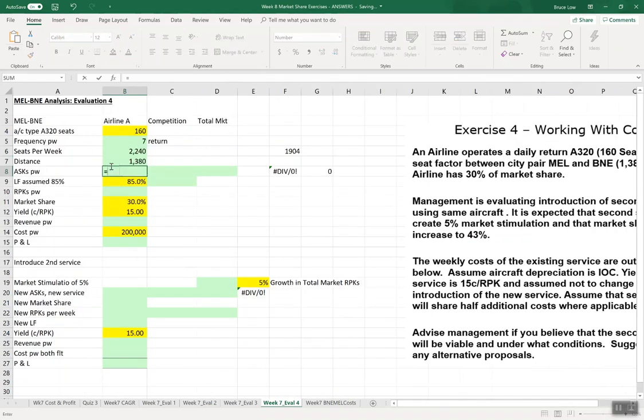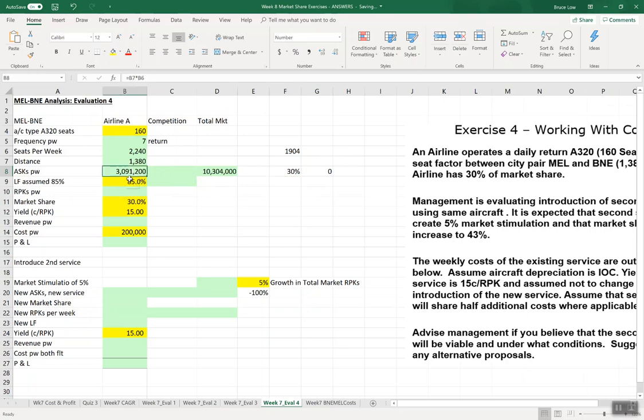So we can work out our ASKs. So our distance times seats per week is our ASKs per week. And we're also told that we have 30% market share. So if we go Airline A's ASKs divided by 0.3, we get the total market. And just doing a double check there, you can see Airline A divided by the total market is 30%.